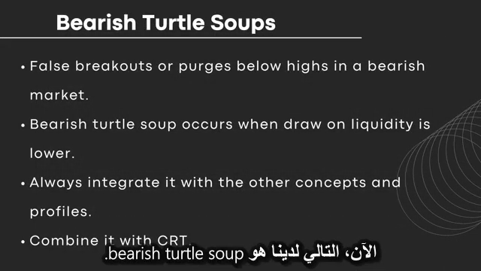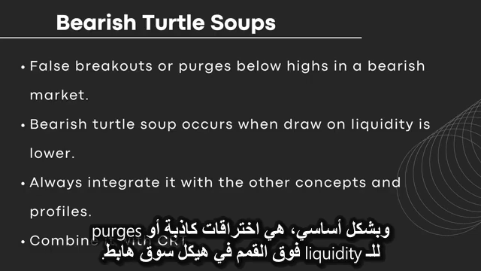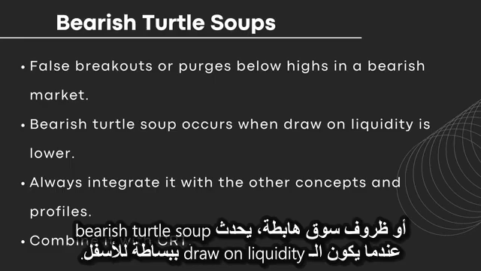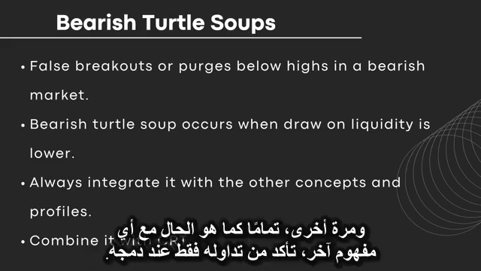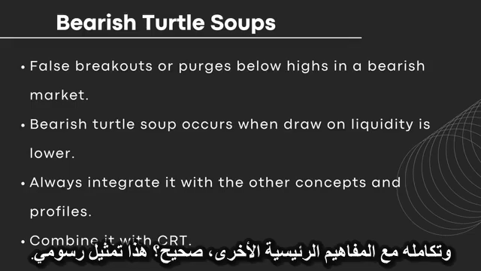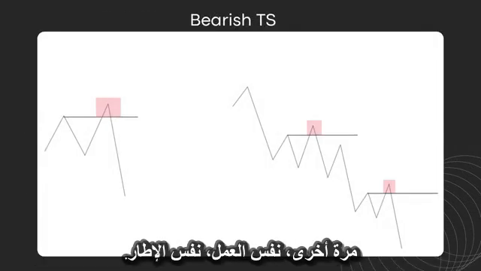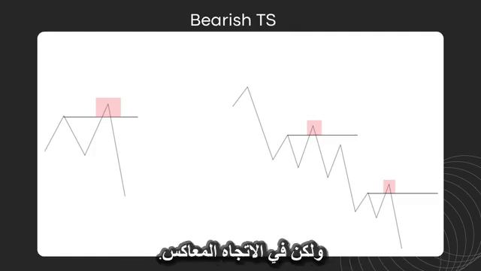Now the next one we've got is a bearish turtle soup, and basically they are false breakout liquidity purges above highs in a bearish market structure or bearish environment or bearish market conditions. Bearish turtle soup occurs when drawn liquidity is simply lower, and again, just like with any other concept, make sure to trade it only when incorporated and integrated with other key concepts, right? Here's a graphical representation, again the same framework but in the opposite direction, right?